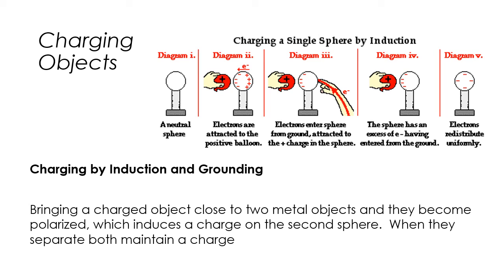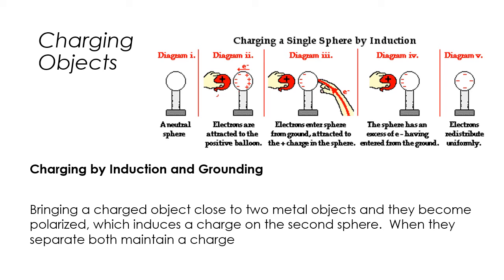We also can do induction with grounding. So grounding is when you touch an object and you neutralize it. Okay, so by touching it, you can either add or take electrons away, and that will cause the object to be neutral. Because things don't really want to have a charge; they'd rather be neutral. Okay, but here's induction by grounding. Positively charged object comes close to a neutral sphere.